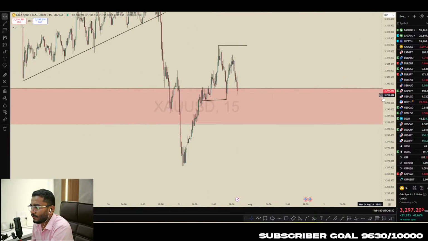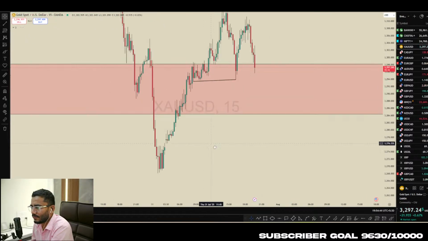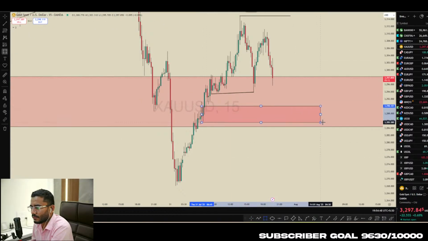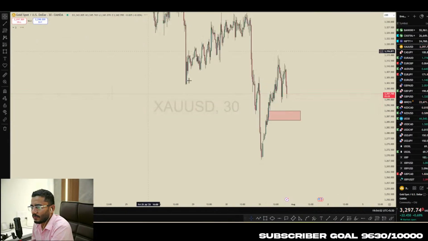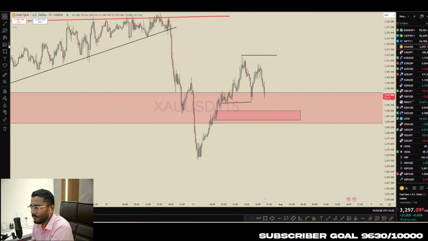I think on gold, what price can do is we have this trend line liquidity and there is an imbalance at this area here. It can tap this area. If you go to 50 minutes, we can see there is a clear imbalance in price. It can tap and then it can continue to the upside. I think so. Let's see.